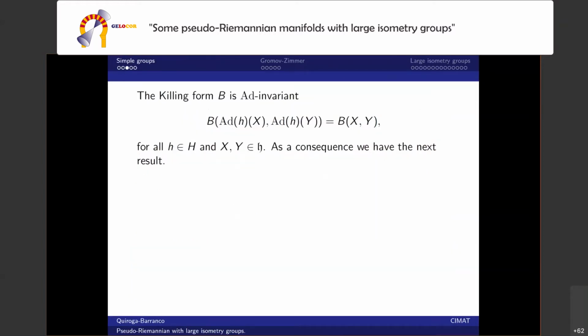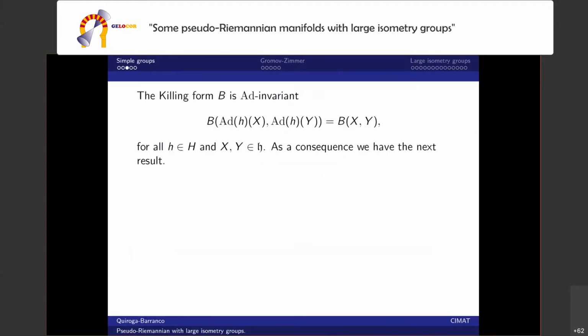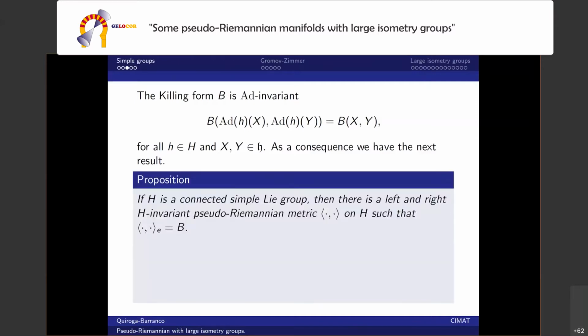The Killing form turns out to be invariant by the adjoint representation. This is more or less clear from how it is constructed. Because it is invariant under the adjoint representation, it is basically invariant under conjugation. So you can take this Killing form and spread it over your group, either by the left or the right, with the exact same result. And that's how you get an invariant pseudo-Riemannian metric on any simple Lie group.